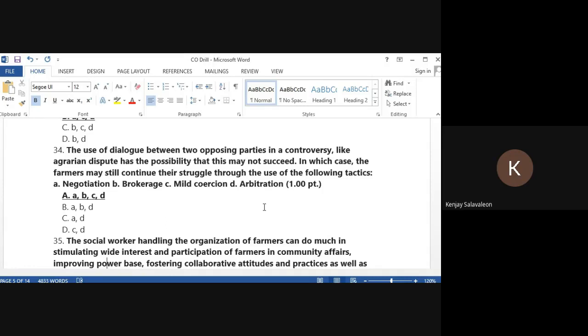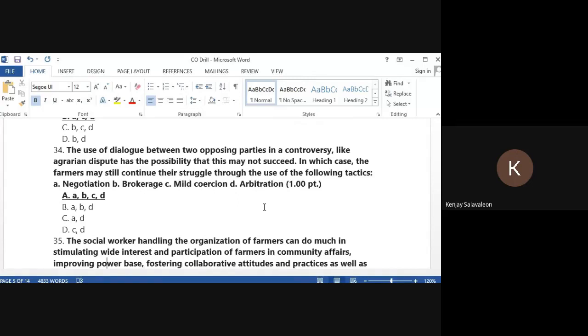Negotiation, if yun, merong compromise na nangyayari. Brokerage naman, yung walang compromise na nangyayari. They may seek the help of the Department of Agrarian Reform.